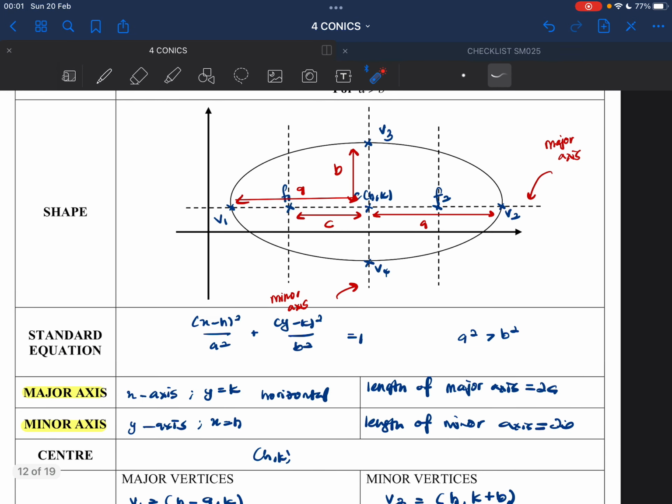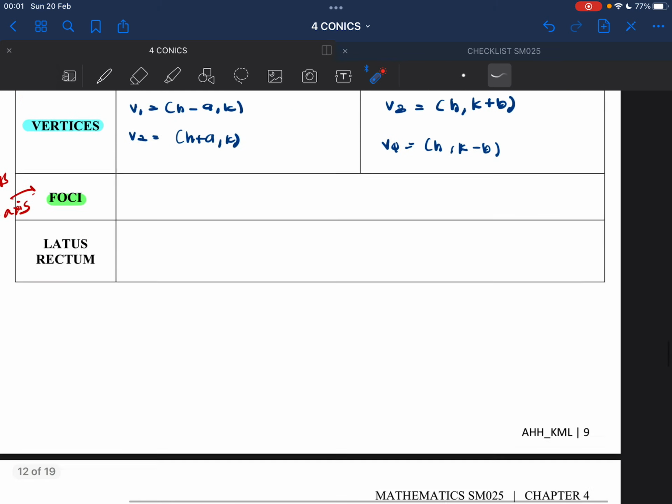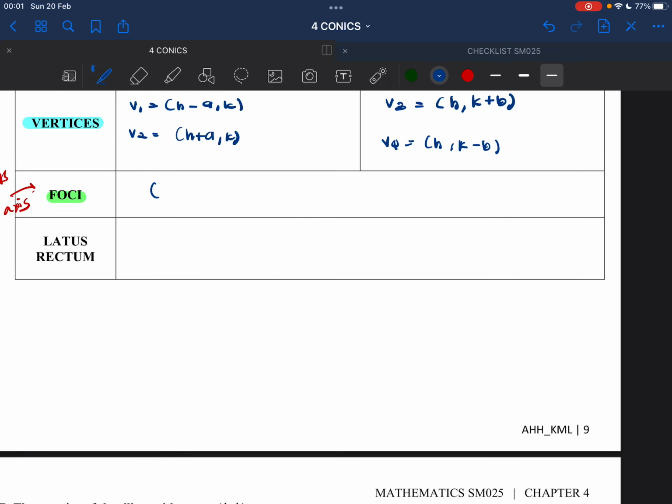So which coordinate doesn't change? Obviously the k didn't change, just leave it as it is. The only coordinate that will change here is your x coordinate. So we have h here. Since this foci is on the left, you have to minus by the distance between the center and the foci, which is c. So here we have h minus c, k.